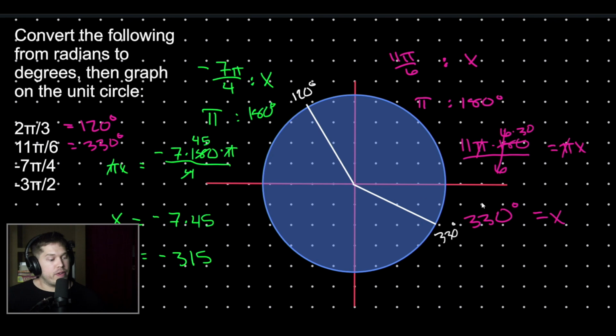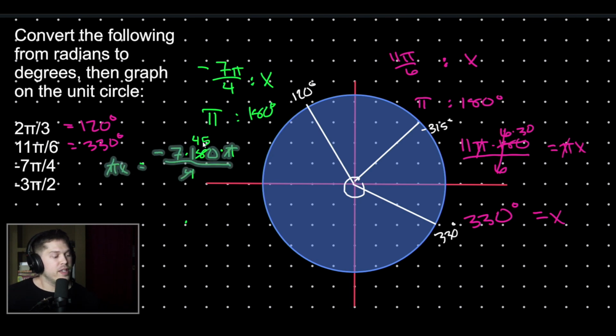And negative 315, we're going to be going clockwise 315 degrees and end up roughly here. So this location is negative 315 degrees, or in other words, negative 7 pi over 2. Okay, let's do this last one. This last one is negative 3 pi over 2.